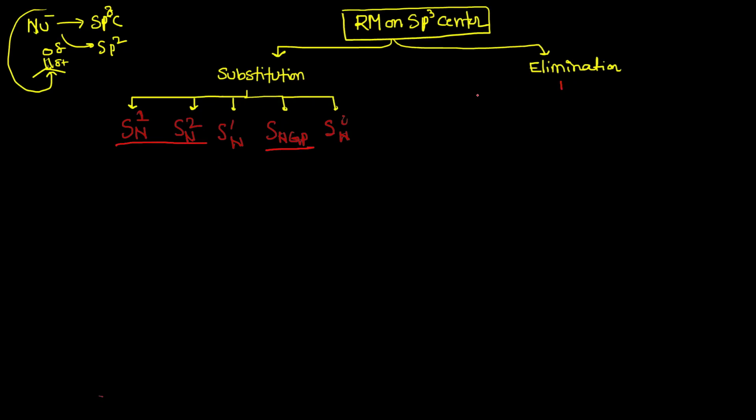Now, if I classify elimination, I will get four types: E1, E2, E1CB, CB means conjugate base, and EI, I for internal.